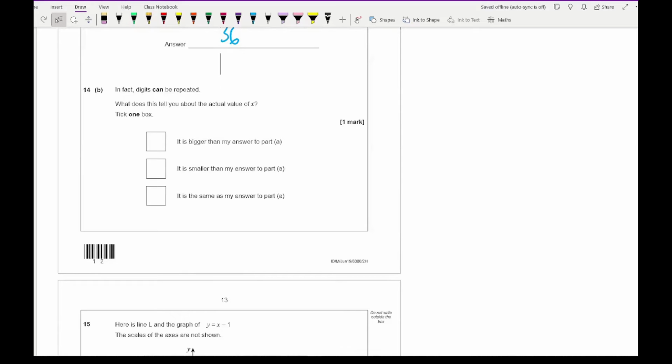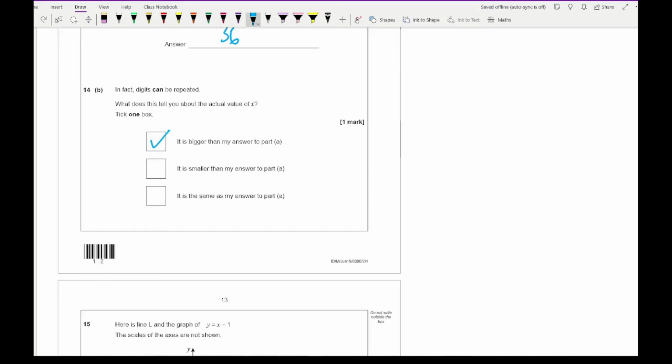Then moving on to question 14b, it says that in fact the digits can be repeated. What does this tell you about the actual value of X? If the numbers can be repeated, that means I'm going to be doing 5 times 5 times 5 and 4 times 4 times 4. So that means it's going to be bigger than my answer in part a.